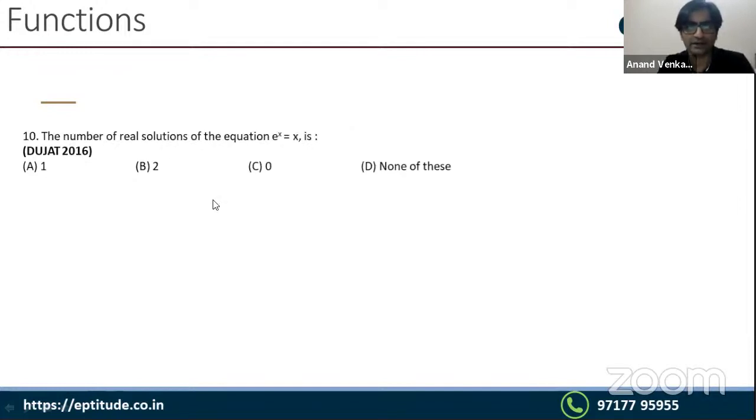Question number 10. ये क्या है? Number of real solutions of the equation e⁴x = x. है ना? ये इक्वेशन देखते ही घबराहट हो जानी चाहिए कि यहाँ पे लेफ्ट में एक्सपोनेंट है और राइट साइड में लीनियर इक्वेशन। ये कैसे सॉल्व करें?